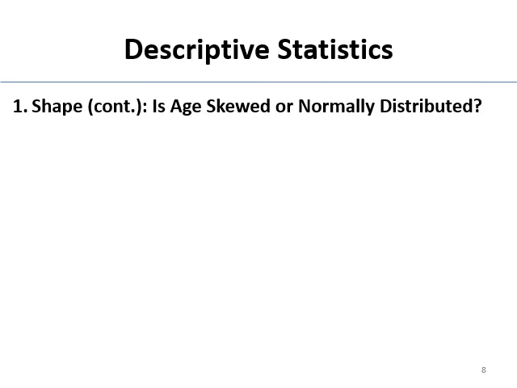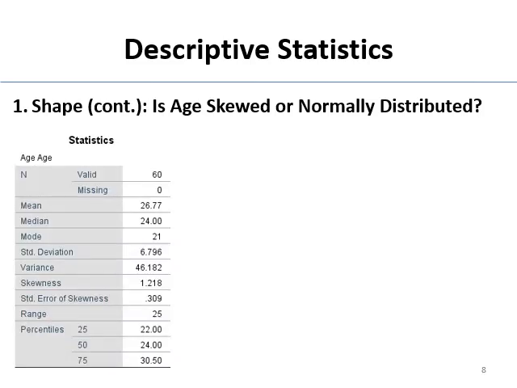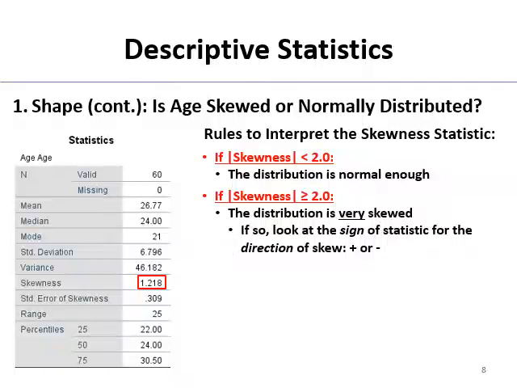So let's go back to age again from my intro class. And this is SPSS spitting out stats for us, and that is the skewness coefficient. So is age skewed or not? There's our rules again. We're looking to see is the absolute value of that 2 or bigger. So it's already positive. So is 1.2 bigger than 2?